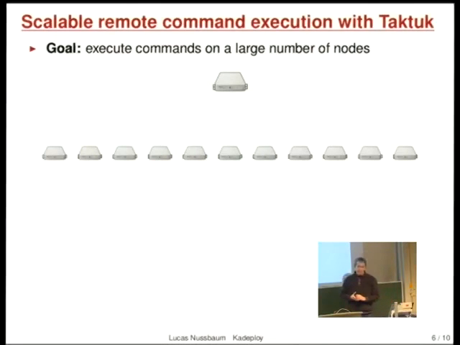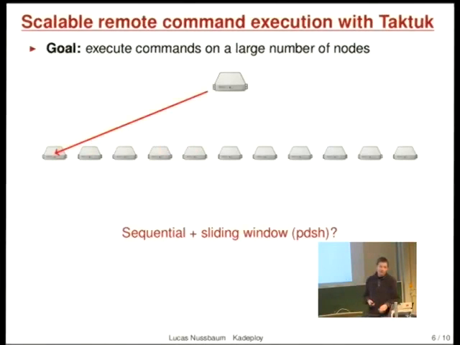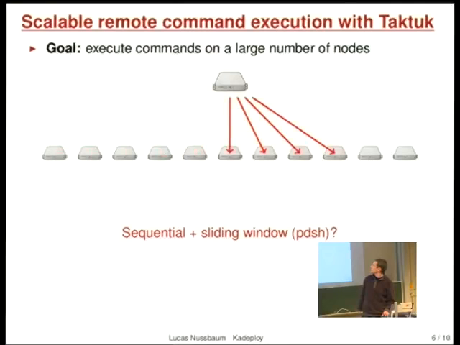So another problem is scalable remote execution of commands. How can you execute a command on a large number of nodes? The stupid way is to do it sequentially, one node at a time. If you have 3 nodes, probably it's okay. If you have more than that, it's going to hurt. Another way is to use a sequential process plus a sliding window, which means that you connect to, for example, 4 nodes at a time. That's still linear complexity.